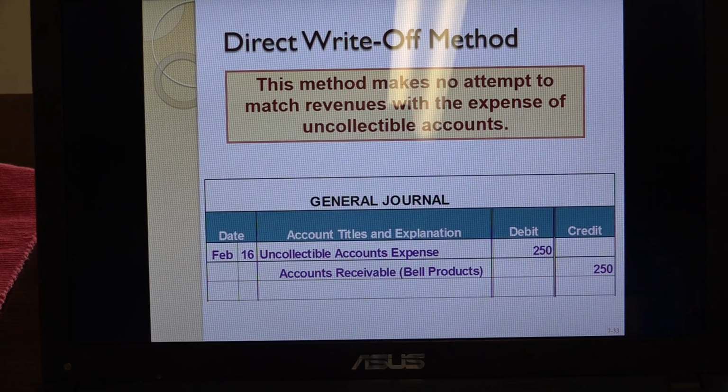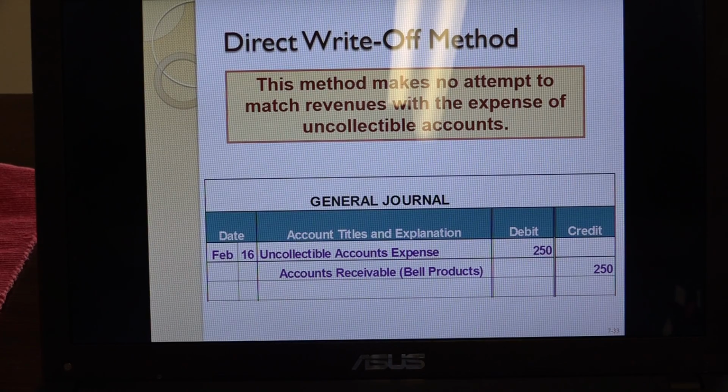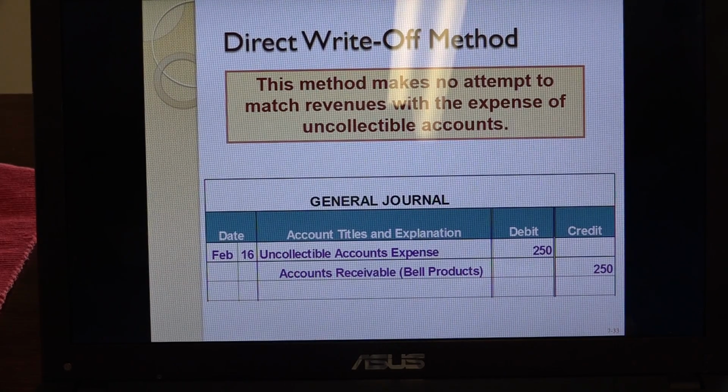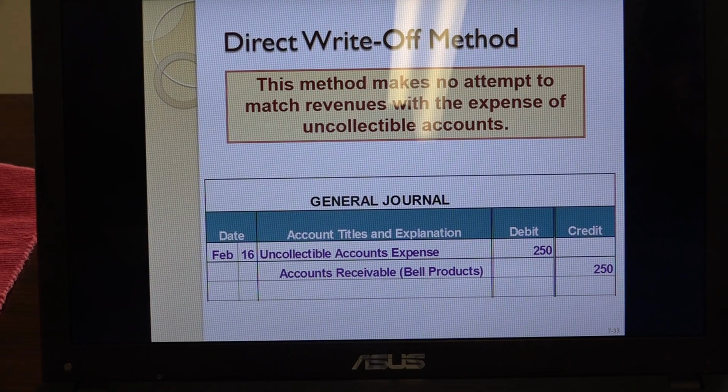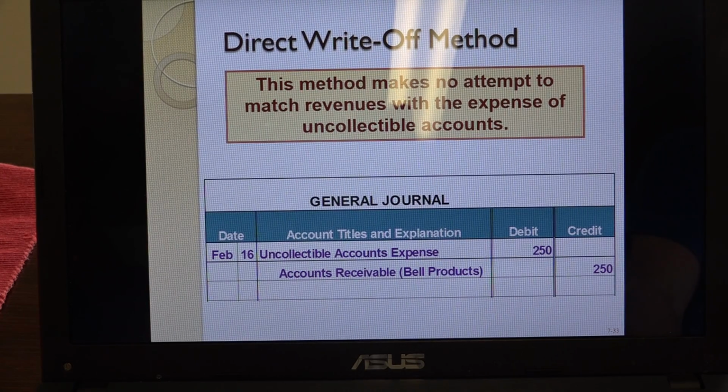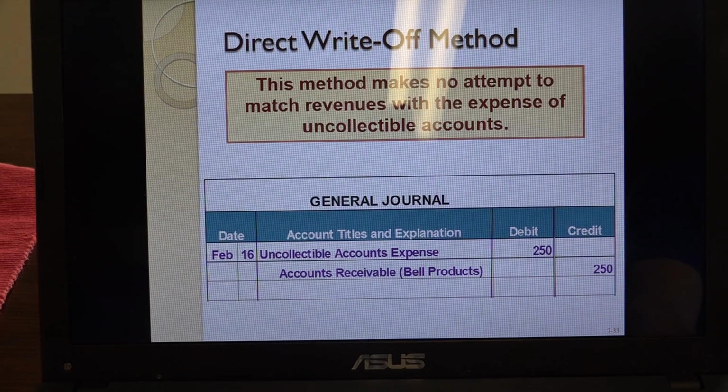The allowance method is GAAP approved, where we create a bad debt expense and have this contra asset account, the allowance for doubtful accounts, to come up with the net realizable value of accounts receivable. Direct write-off method is not GAAP approved, so this is not GAAP.